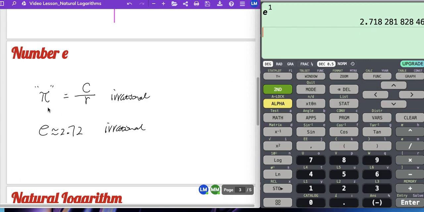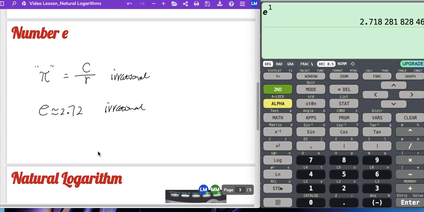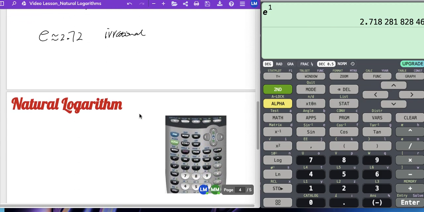The reason we call it e is because it was discovered by the mathematician Euler. If you want to find more information about this number, you can definitely search by yourself, but we are not going to go into more detail here. Okay, so the reason we call this the natural logarithm is because we are going to use this number e as the base.